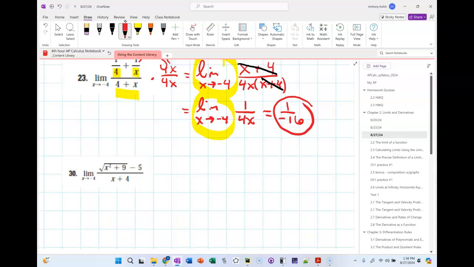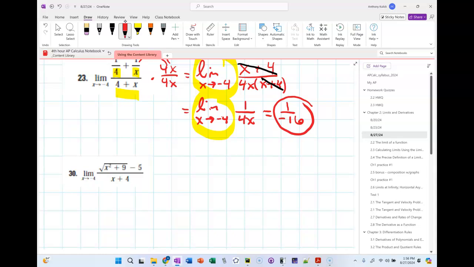So let's start with a direct substitution. If I plug in -4, I get 16 plus 9, so that's 25, which the square root of that is 5. So I end up with 5 minus 5 in the top, and -4 plus 4 in the bottom. Well, that's 0/0. Okay, so we've got to find some other way of doing this.